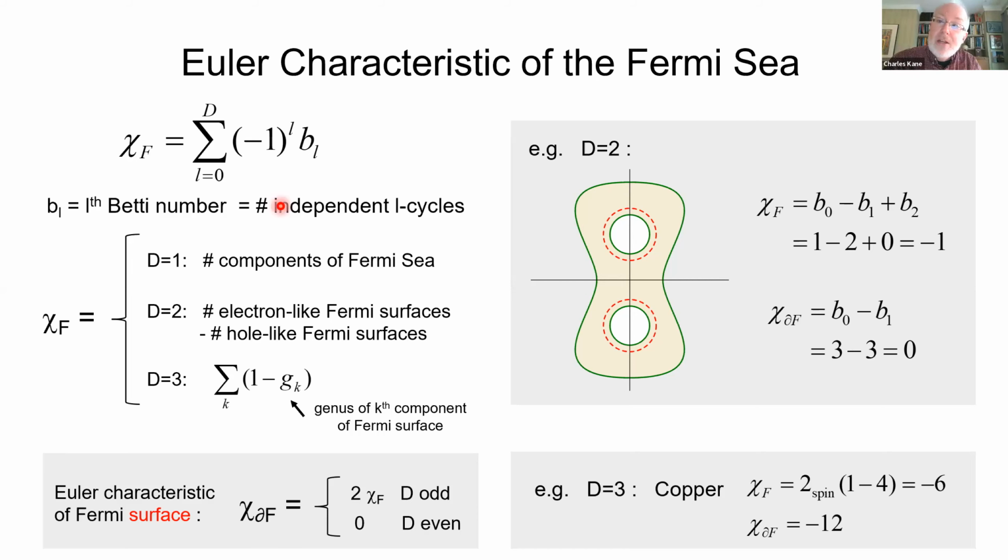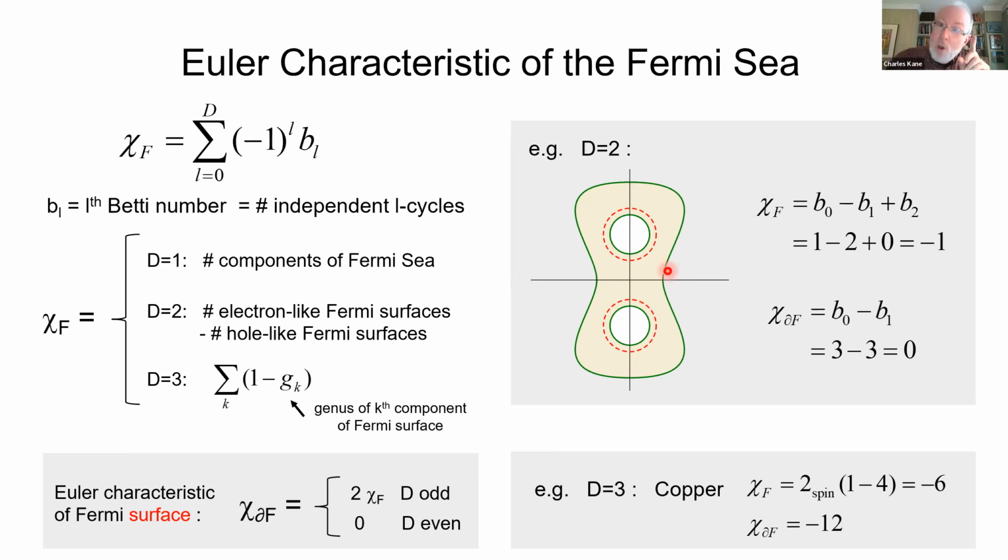So in two dimensions, I drew a hypothetical Fermi sea here. The yellow is where the electrons are, so one can evaluate the Betti numbers. There's one connected region, so B0 is equal to one. Then there are two different kinds of non-contractible loops that I can draw. I can go around one hole or the other hole, and any other loop is going to be topologically connected to those. So the first Betti number is equal to two. For the second Betti number, there are no two-dimensional closed cycles that I can draw. And so the Euler characteristic of this Fermi sea is equal to minus one.